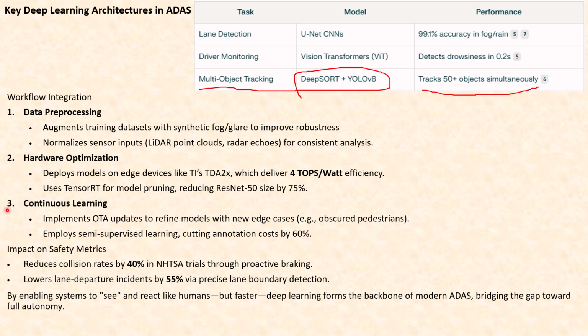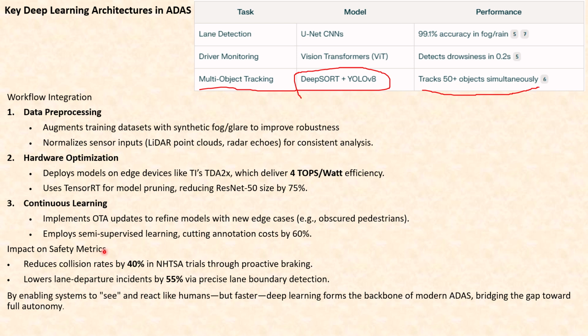Now, let's see continuous learning. After data processing, you optimize the hardware and then you learn continuously. It implements OTA updates to refine models with new edge cases, and it employs semi-supervised learning, cutting annotation cost by 60%.